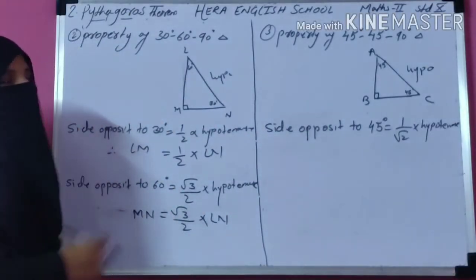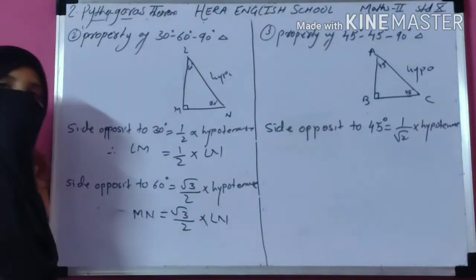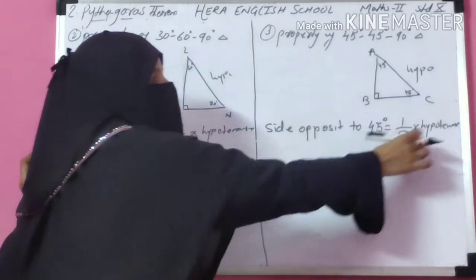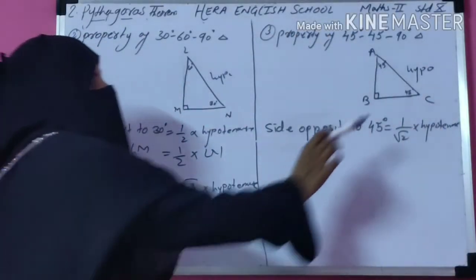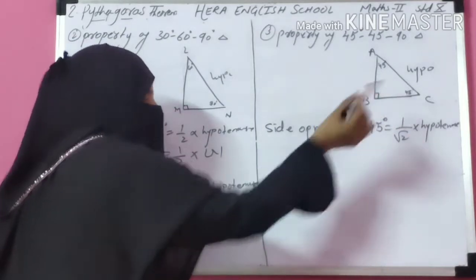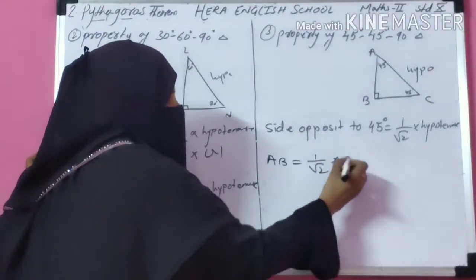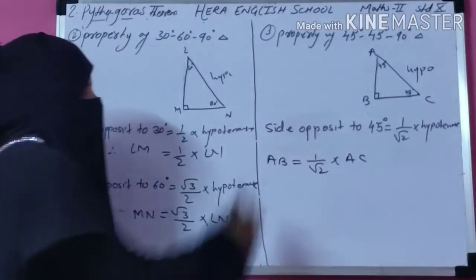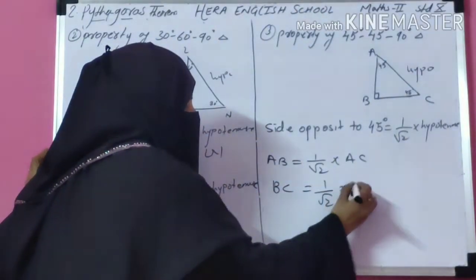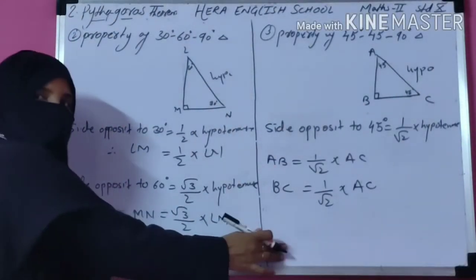So this is the property of 45, 45, 90 triangles. If in your triangle the three angles are 45, 45, 90, then the side opposite to 45 is 1 upon root 2 times the hypotenuse. Here the sides opposite to 45 are AB and BC. That means AB is 1 upon root 2 times AC, where your hypotenuse is AC, and BC is also 1 upon root 2 times AC. Got it? You have to remember these three properties.